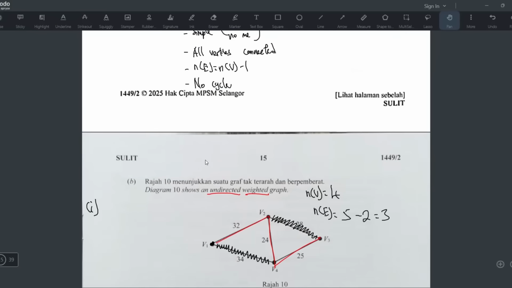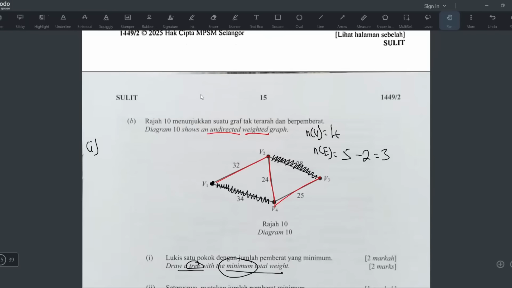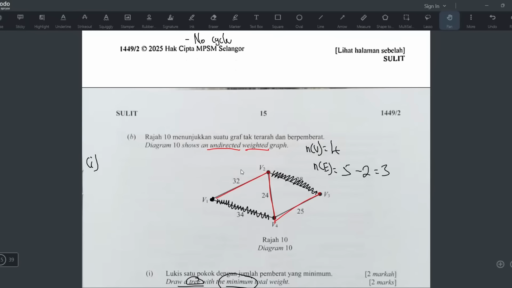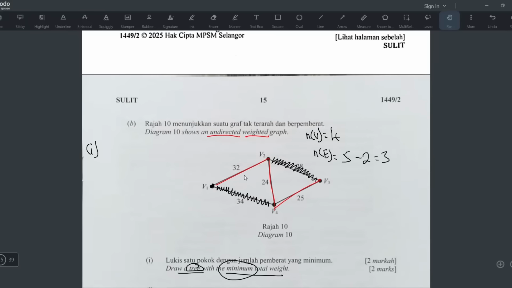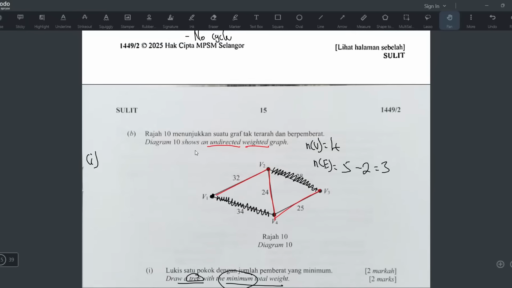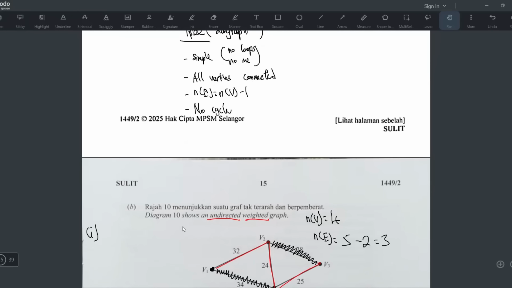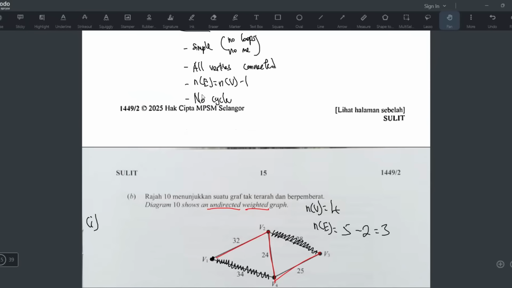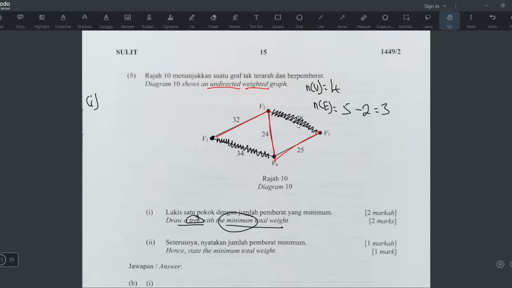Yes, it's a tree because first it's a subgraph. Yeah, it's part of the graph. And second, it's a simple graph. And then all vertices are connected. Yeah, V1, V2, V4, V3, everything connected. And then NE is NV minus 1. Yeah, because you have 4 vertices and 3 edges. And also it has no cycle. So this is the tree with the minimum weight.